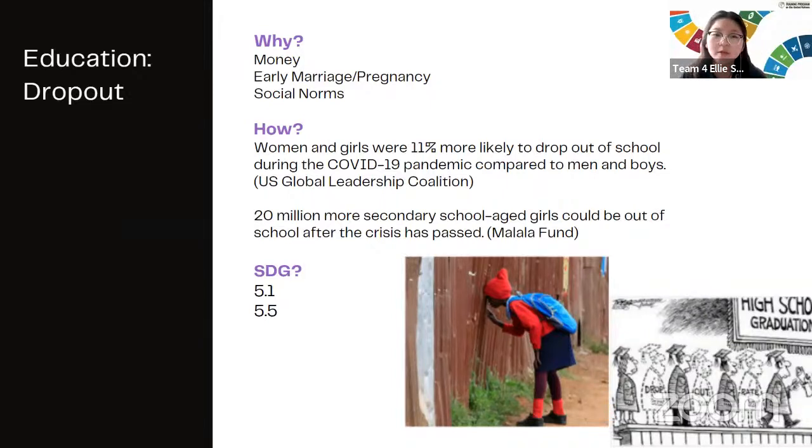Now, women and girls were 11% more likely to drop out of school during the COVID pandemic compared to men and boys. And 20 million more secondary school age girls could be out of school after the crisis has passed. Now, this directly affects SDG targets 5.1 and 5.5, which outline that women deserve a fair chance at employment. However, with the high dropout rates, it's only getting harder and harder for women to get a proper employment.